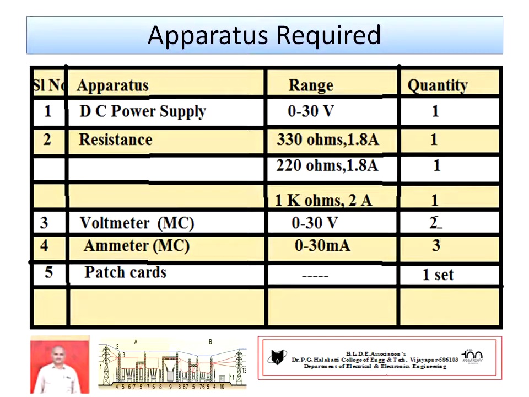Voltmeter, moving coil type, 0 to 30 volts, total voltmeters required 2. Ammeter, again moving coil type, 0 to 30 milliampere, 3. Connecting wires or patch cords, you can write one set. First you develop the circuit diagram, and from the circuit diagram you can make the list.